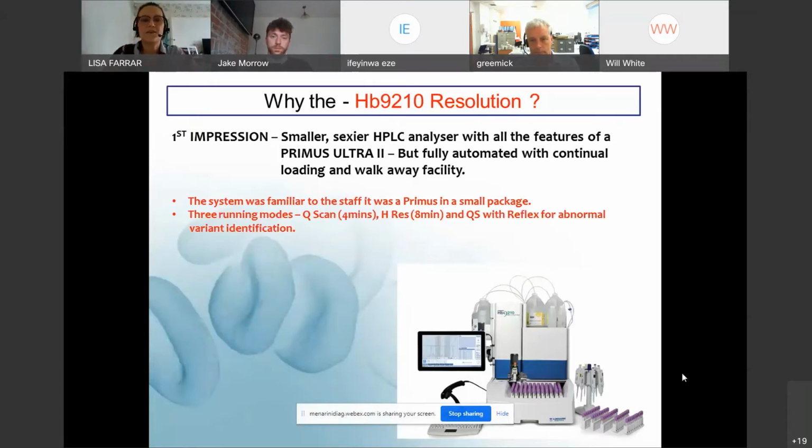We have still got the 3 running modes, the quick scan and the high res running mode, but now instead of the 10-minute high resolution run on the Primus Ultra, we've got a shorter 8-minute resolution. And also we've still got the quick scan and reflex for better abnormal identification and faster running through of normal patients in the quick scan mode.